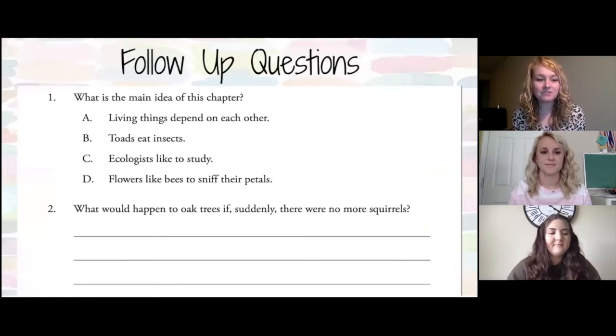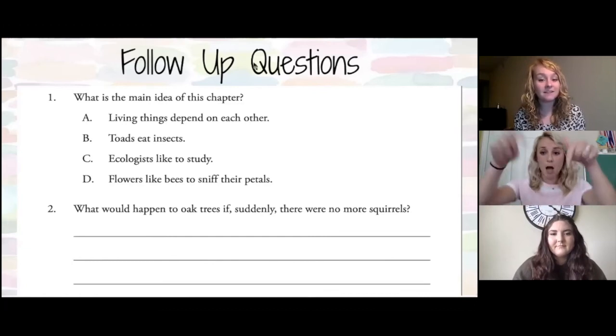The first question, what is the main idea of this chapter? Is it A, living things depend on each other? B, toads eat insects? C, ecologists like to study? D, flowers like bees to sniff their petals? So be thinking about that one. And then number 2, what would happen to oak trees if suddenly there were no more squirrels? So pause.